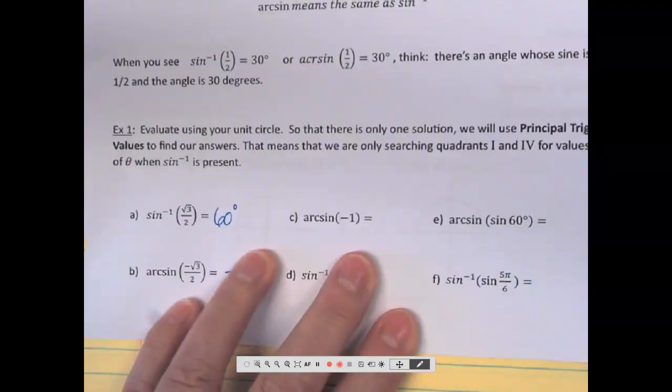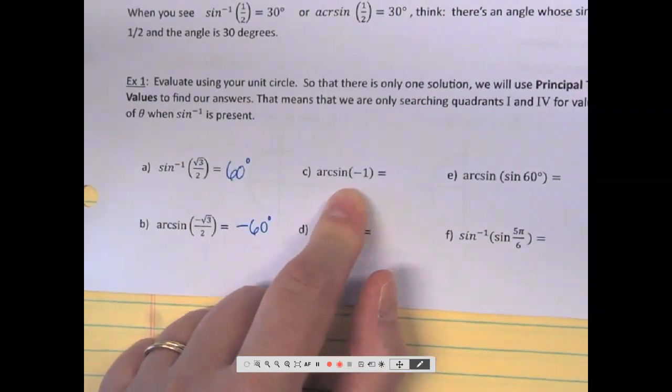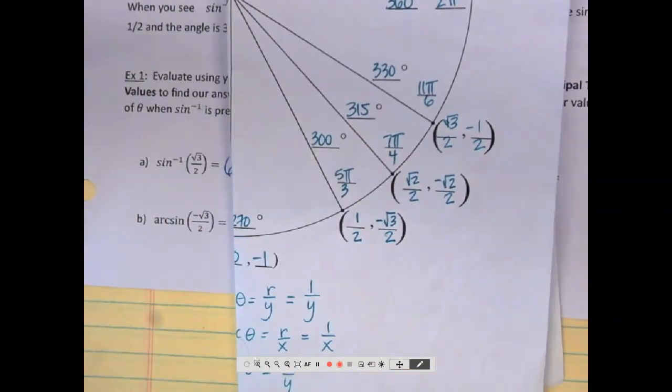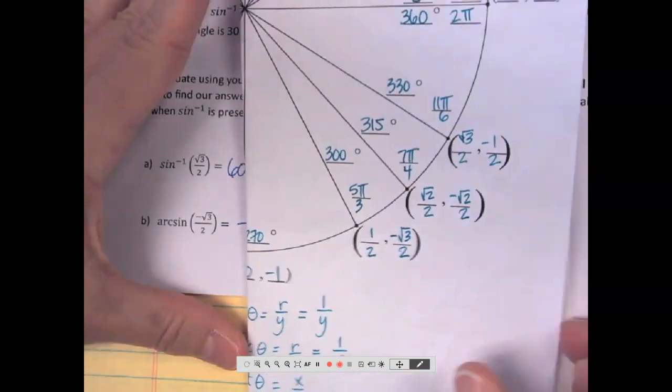All right, moving on to this one. There is an angle whose sine is negative 1. Okay, look at quadrants 1 and 4. Where do you find an angle whose sine is negative 1? Yes, it's 270, but we're going to rename it, and we're going to call it clockwise 90, so negative 90 degrees, to get me down here. Is everybody okay with that?